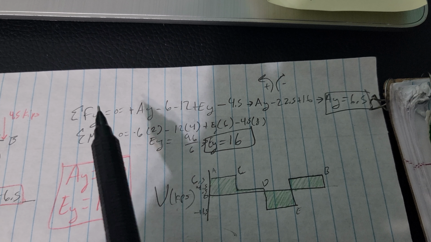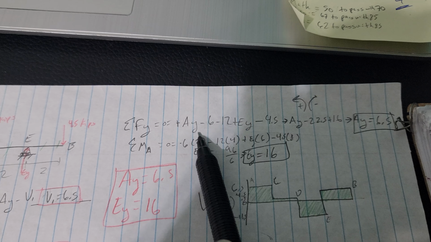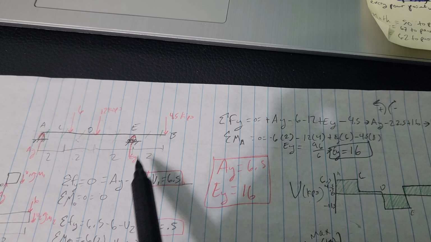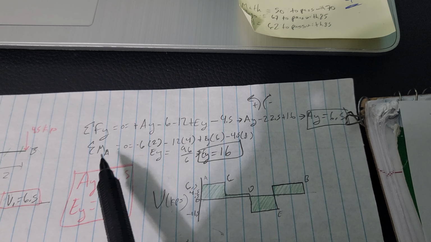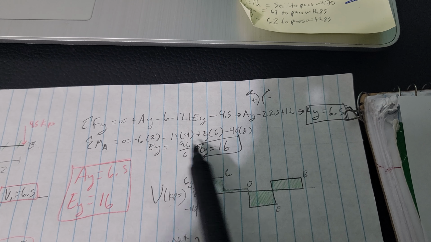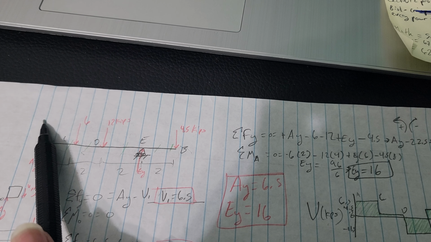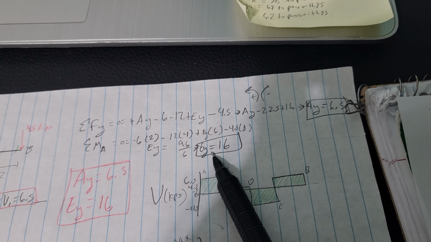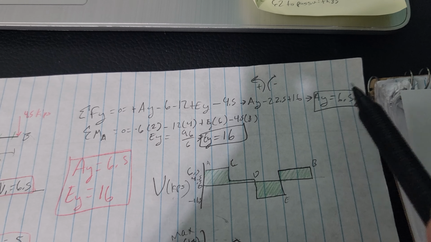Then you're going to find the sum of forces and the sum of moments based off of this diagram right here. So we basically use AY minus 6 minus 12 plus EY minus 4.5, and we have that right here. But we have 2 unknown variables. So when we take the sum of the moments, we can find EY with this algebra, because you take the sum of the moments about A, which makes us cancel A and only focus on these. So we find out that EY is equal to 16, and plugging that into the sum of the forces, we get that AY is equal to 6.5.